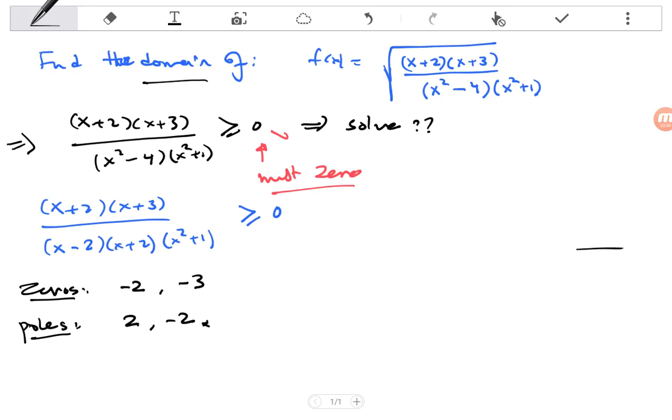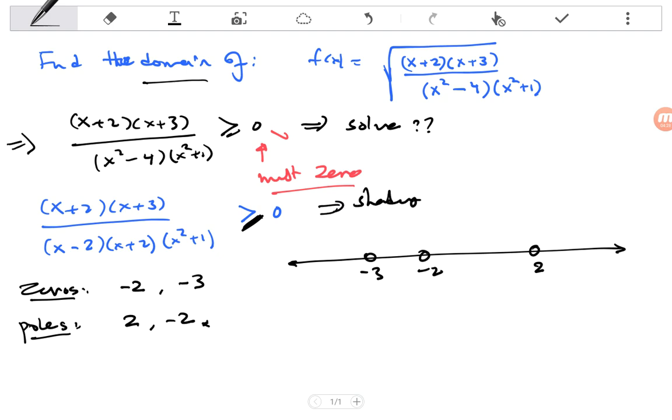What is the next step? I put all of these on the number line. Okay, we'll have here -2, -3 before it. Let's make it -3, -2, and 2. Okay, what is the next step? The next step is to see if I have an equal sign, then the next step is to make the shading on the poles or the zeros that I have. Do I have an equal sign? Yes, I have an equal sign. So there is some shading that I will do.